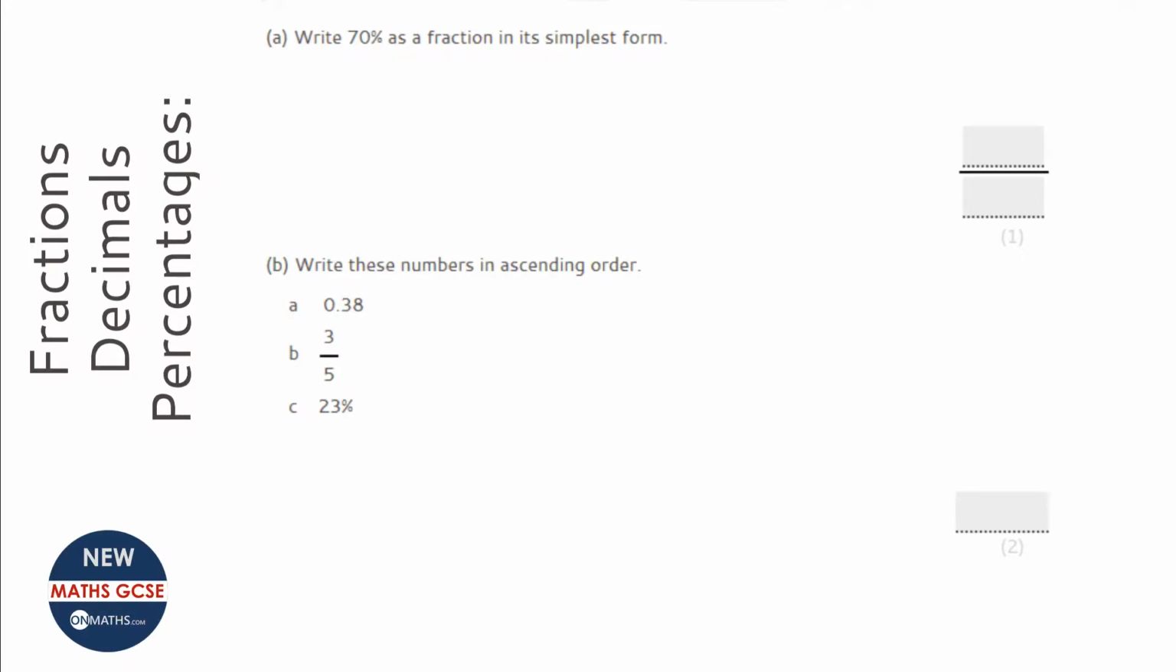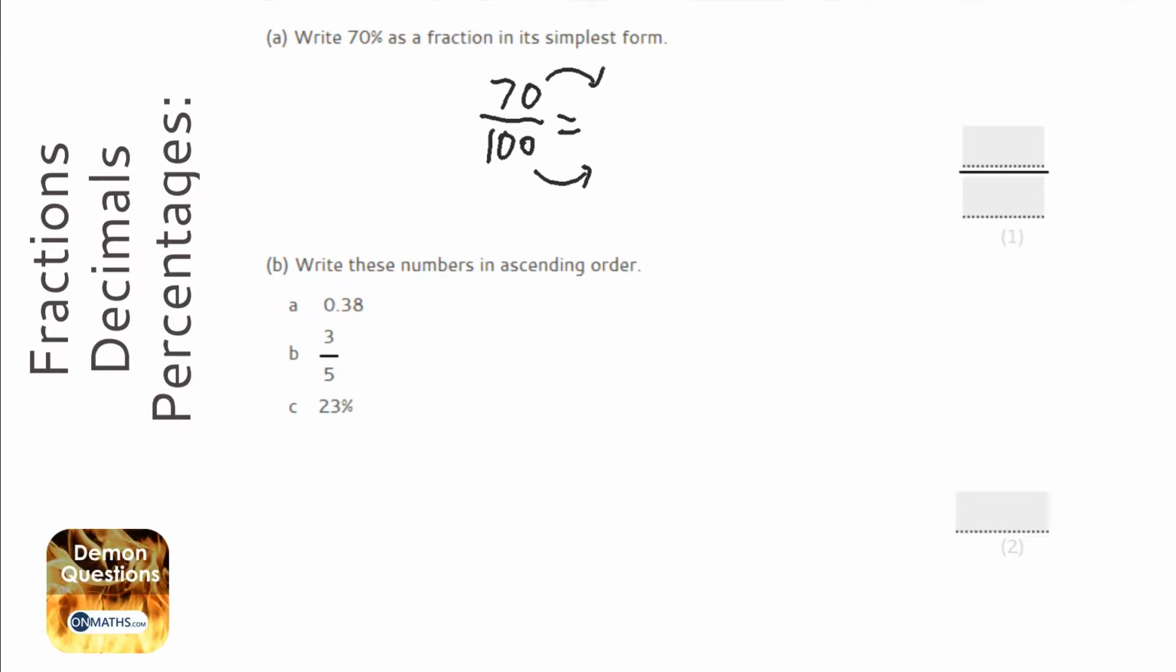Otherwise, let's get started. So, 70% as a fraction in its simplest form. Percent just means put it over 100. A percentage is always a fraction over 100. The first thing I can do is divide both top and bottom by 10. That's quite easy because I'm just going to remove a 0. So, it's just going to be 7 over 10.